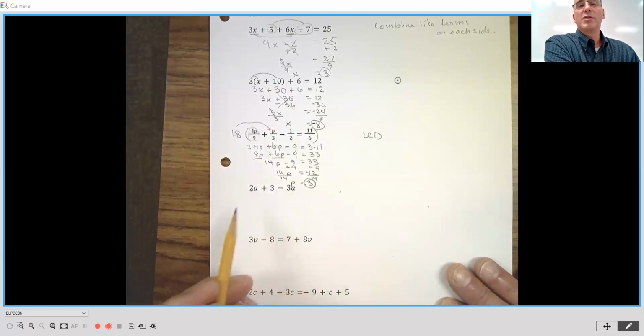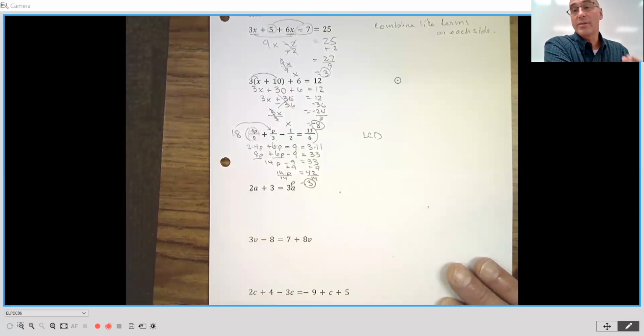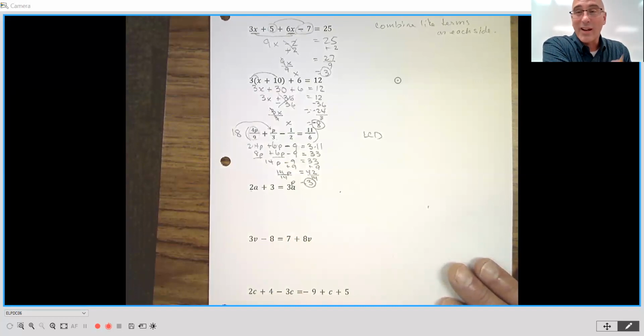So what we're going to do is we're going to move all the variables to one side and move all the non-variables, the constants, to the other. It really doesn't matter which side you move what to. If I'm like most people, I like to avoid negative signs whenever I can, but it really doesn't matter.